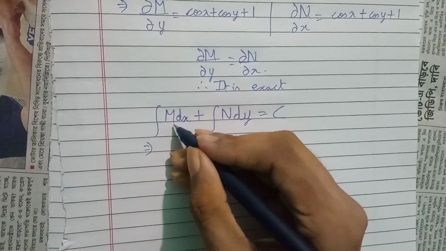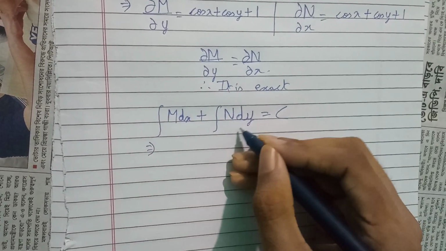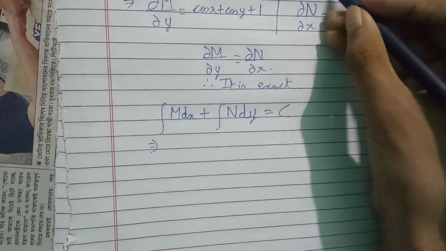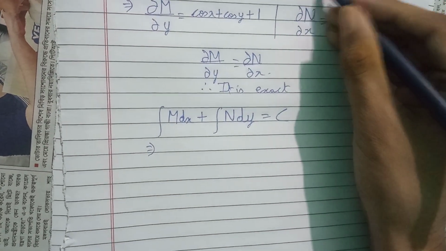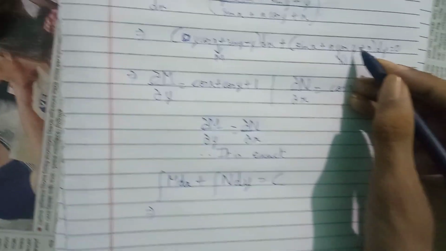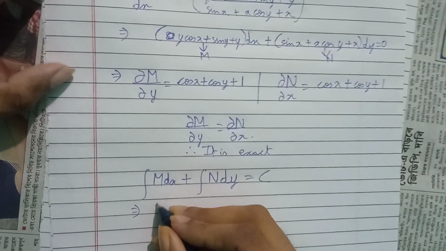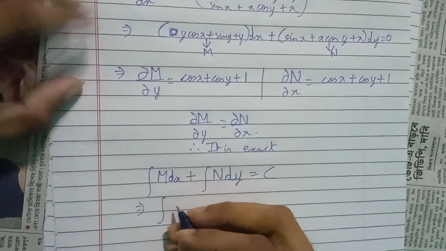Now here in M we need to keep y constant, and here N has x terms in it, so we need to separate the x terms. We need to remove those terms which have an x value. So let me solve here.